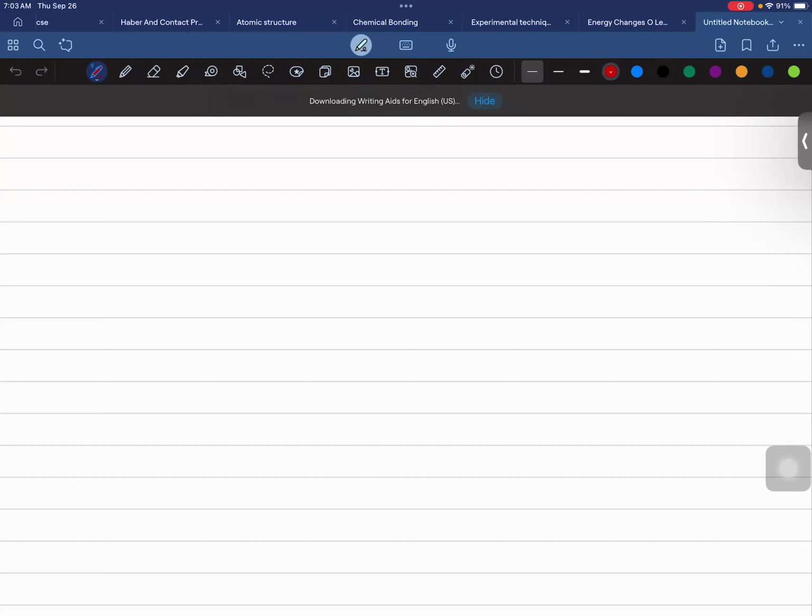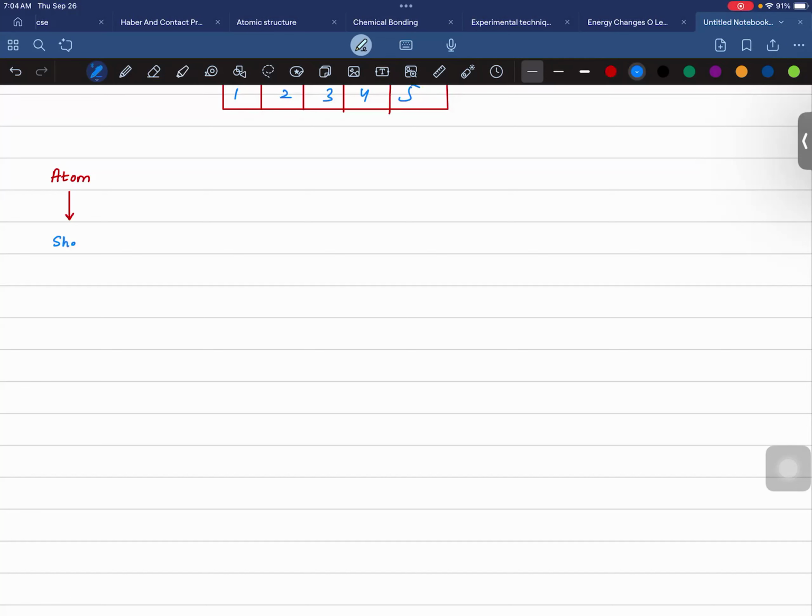First of all you have an atom. Listen very carefully, this is a very important concept. First of all we have an atom, then in an atom we have different shells. And let's suppose the atom is just like a building. Just imagine this is a building, and the building is your atom.